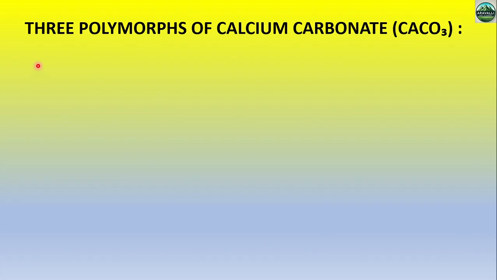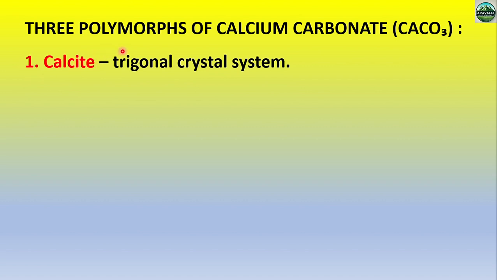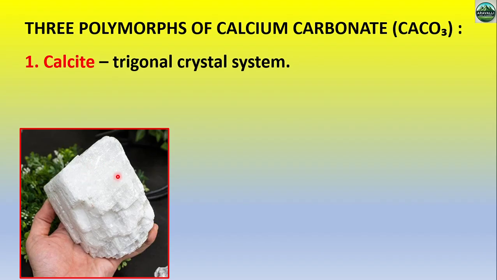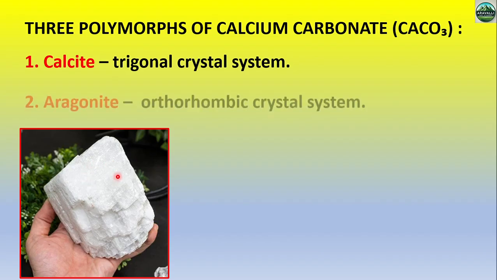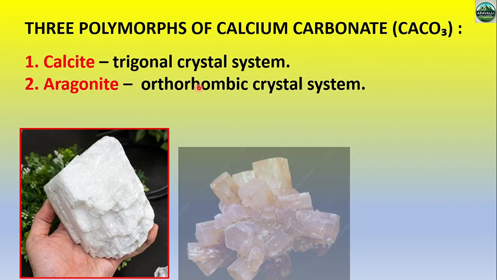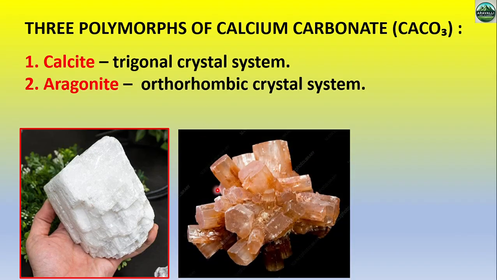So there are three polymorphs of calcium carbonate. Number one, calcite. Calcite crystallizes in the trigonal crystal system. See, this is the picture of the mineral calcite. Then the second polymorph is aragonite. Aragonite crystallizes in the orthorhombic crystal system. See the picture of the mineral aragonite. This is the mineral aragonite.